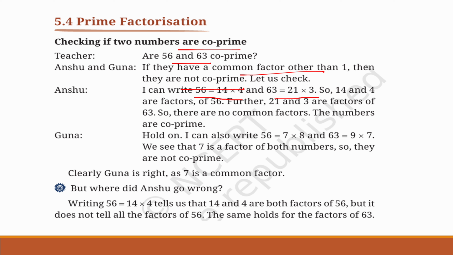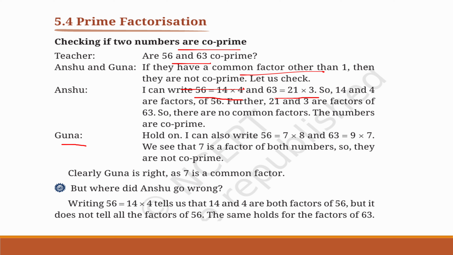So, there are no common factors. The numbers are co-prime. So, what did Anshu do? She wrote 56 is equal to 14 into 4 and 63 is equal to 21 into 3. So there are no common factors. So she said these numbers are co-prime. Then, is it correct? Let us see.